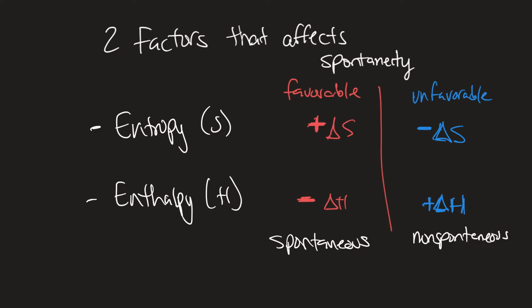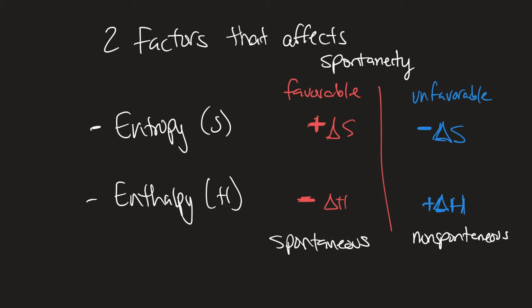And that's always going to be the case, regardless. Now, it is possible that you may have processes where you have a favorable delta S but an unfavorable delta H, and it turns out to be spontaneous. That could happen. And the flip side is also true, where there are some processes that are favorable in terms of enthalpy but unfavorable in terms of entropy, and the process is still spontaneous.